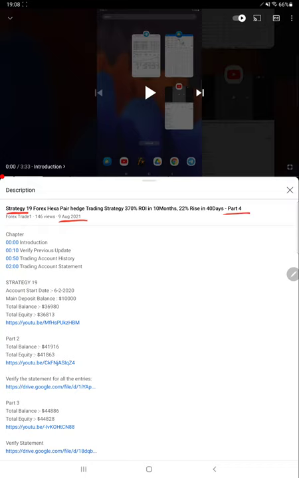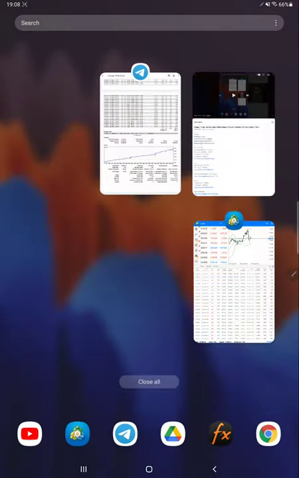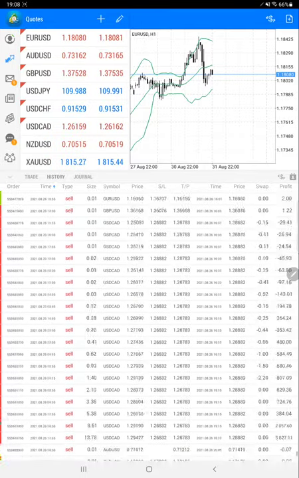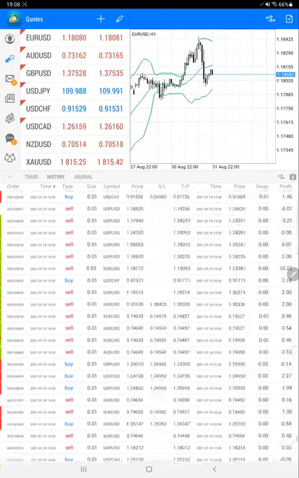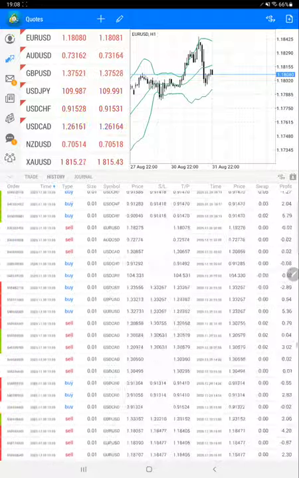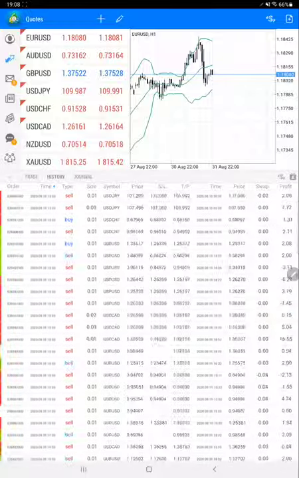Previous profit update and trading account statement is available in the YouTube description for each video part, and all the strategy detail is also available there for the Hexa strategy. And we will start with the trading account history so that we can see how much profit has raised. So here complete detail is already available in trading account history, that we have already selected custom period to get all the history.